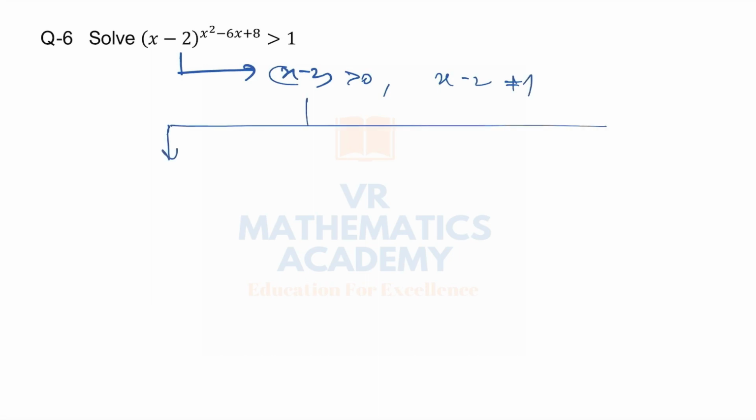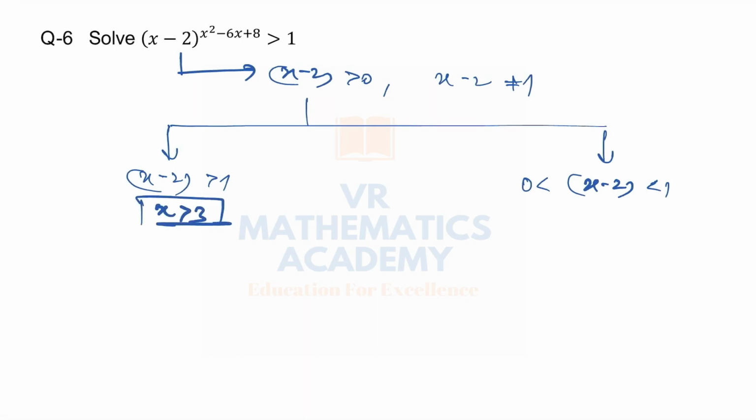This base is greater than 0 and this base is not equal to 1. So when the base is greater than 0, we will take two conditions: one when the base is greater than 1, the second when the base is less than 1 and greater than 0. In the first case, x should be greater than 3. In the second case, x should be between 2 and 3.